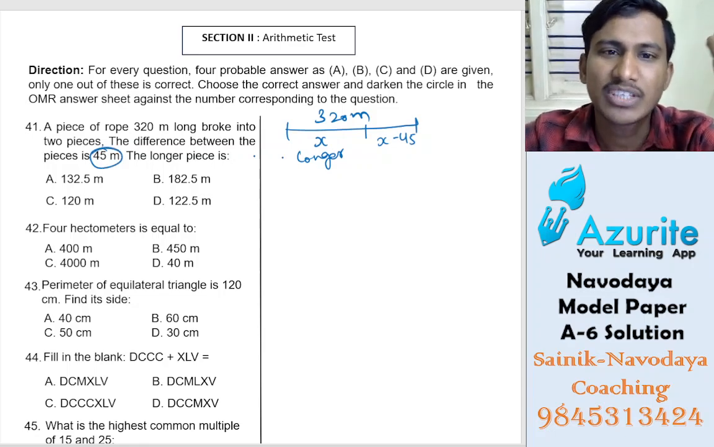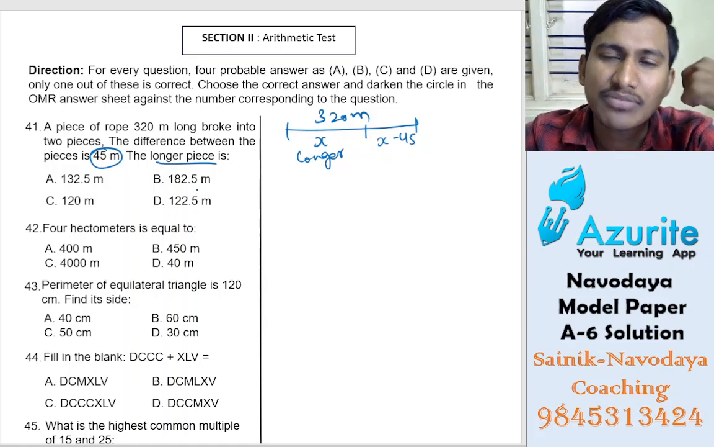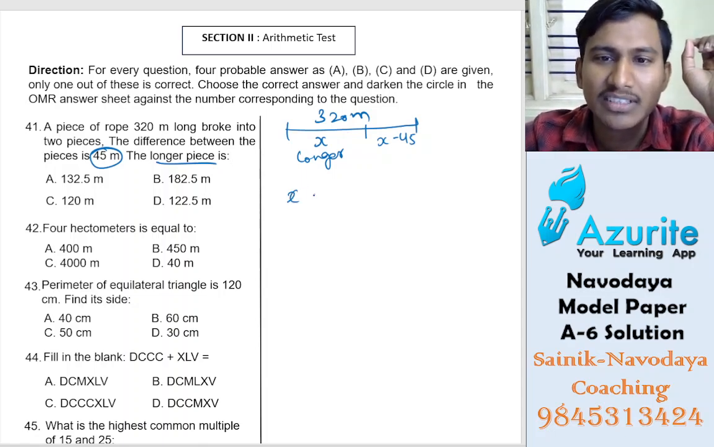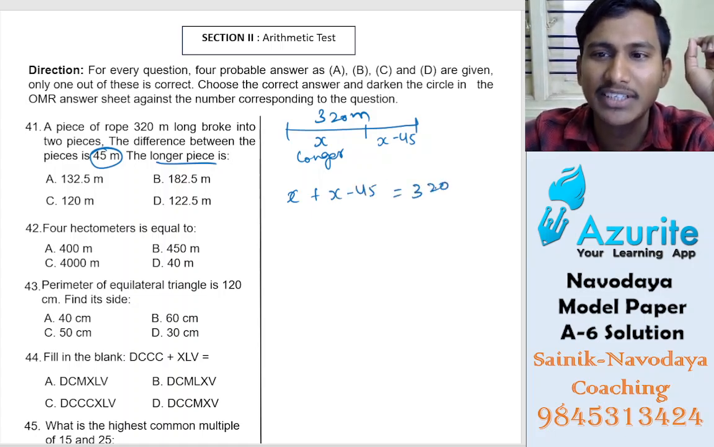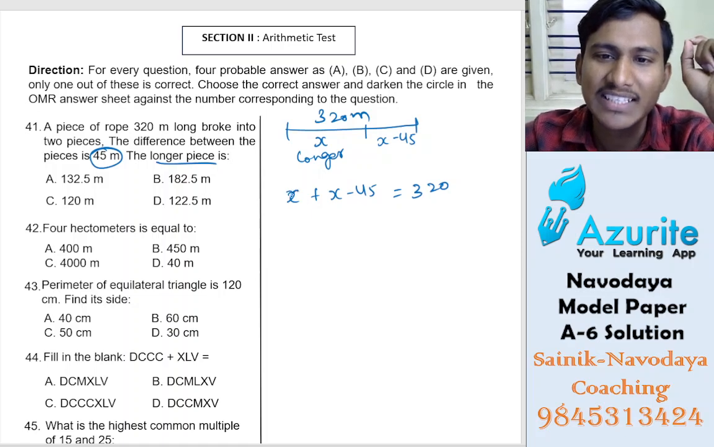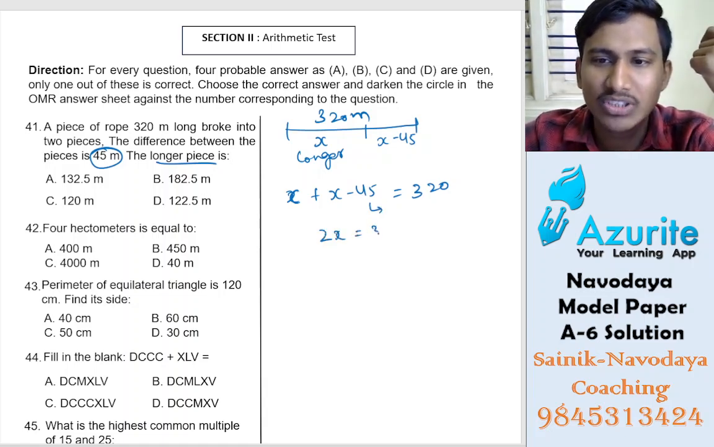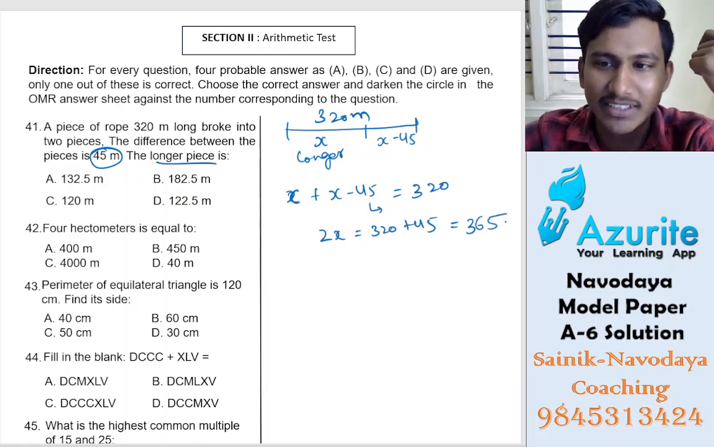So we want to find the longer piece. What do we have to do? If you add both, it is 320 meter. So X plus X minus 45 is 320 meter. So X plus X is 2X, and 45 if you take to that side it will add. So 2X is equal to 320 plus 45. It will be how much? That is 365 meter. Now 2X is 365.